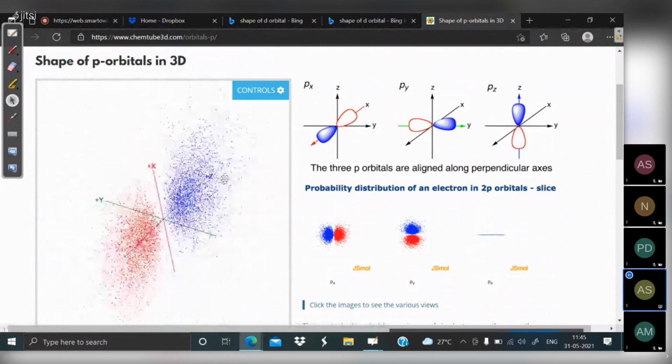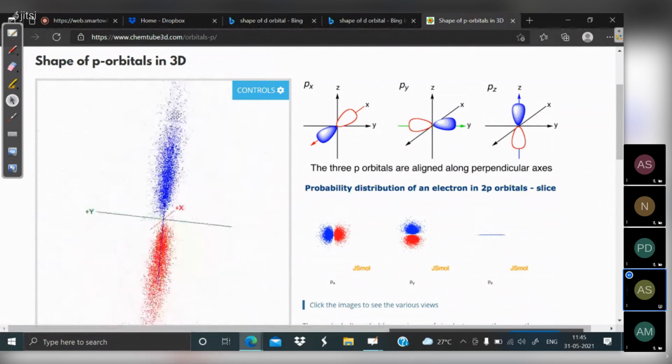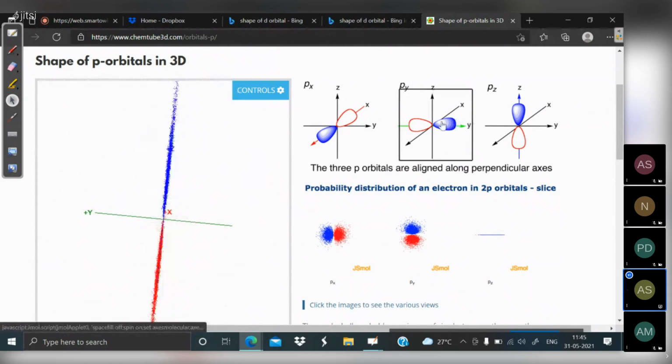This is your pz, where it is present entirely on the z-axis. It is looking like a dumbbell shape now from here. If you just draw all the points, if you join the points, then only you will get this structure, this type of structure.